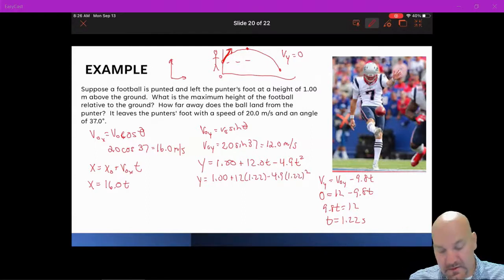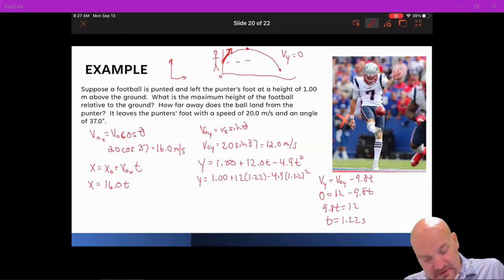And so now I can take this and say 1.00 plus 12 times 1.22 minus 4.9 times 1.22 squared. Okay, so 1 plus 12 times 1.22 minus 4.9 times 1.22 squared. And I get 8.34 or 8.35 meters above the ground.